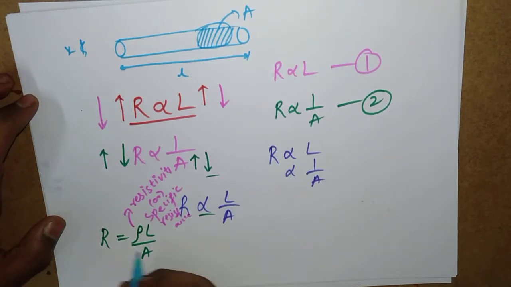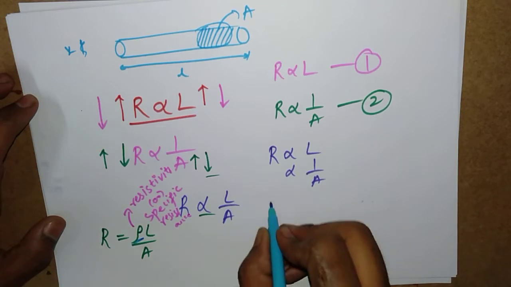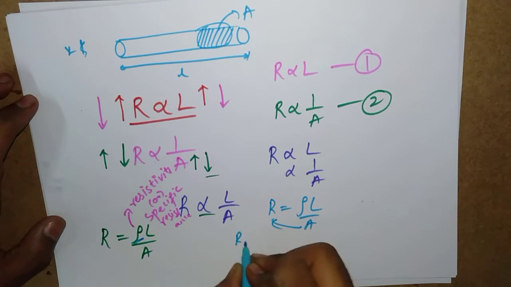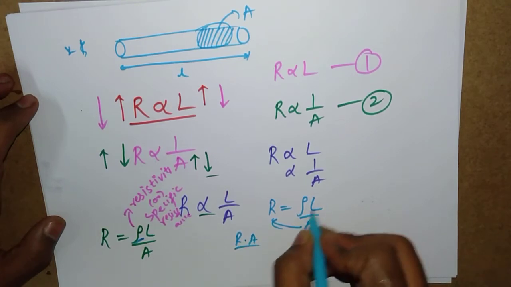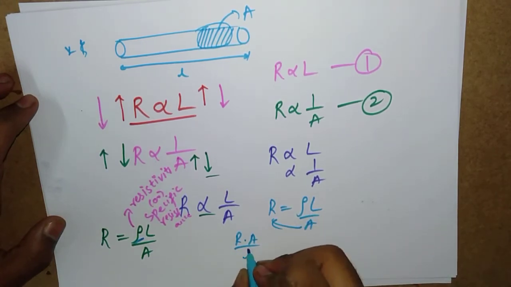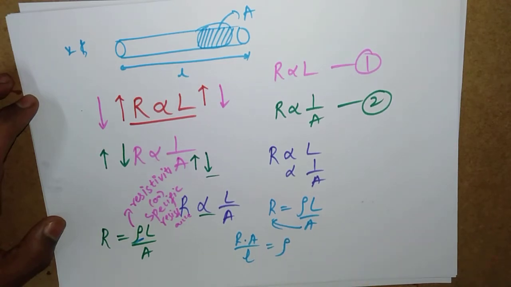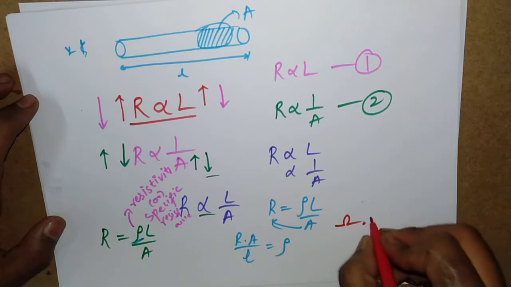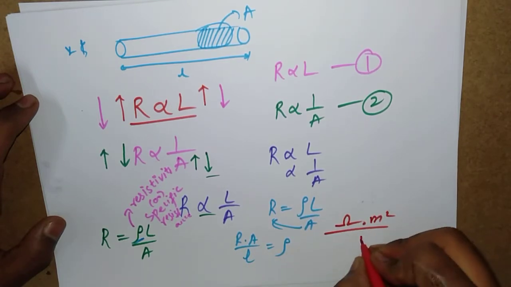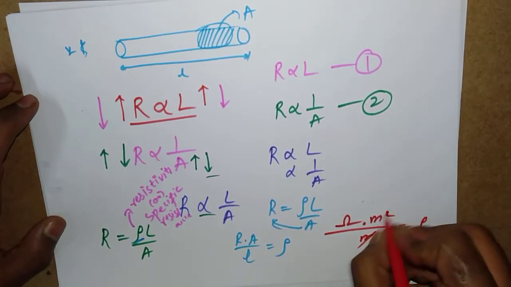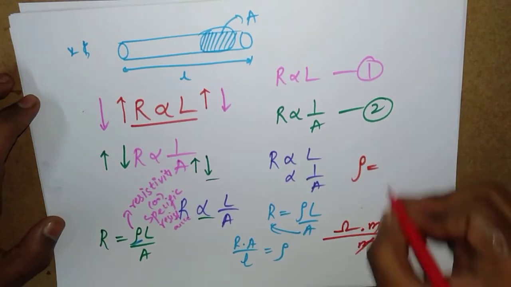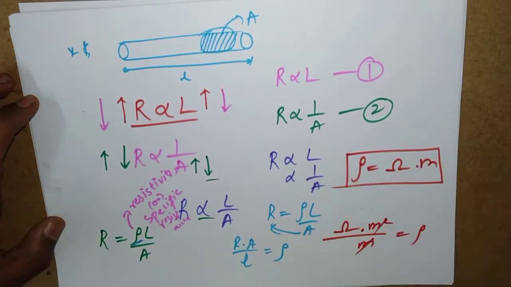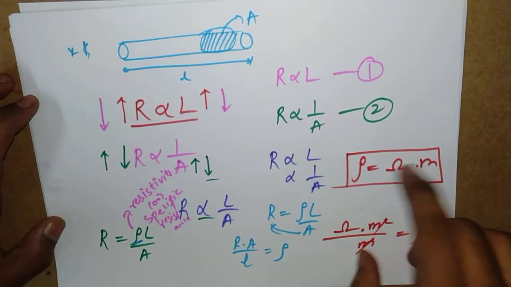So I want the unit for rho. Here R is equal to rho L by A. A will come over, so R into A by L, with L going into the denominator: RA by L is equal to rho. Then the unit for resistance is ohm, the area unit is meter square, divided by length unit meter, is equal to rho. Meter will get cancelled, so rho is equal to ohm meter. So the unit for specific resistance is ohm meter.